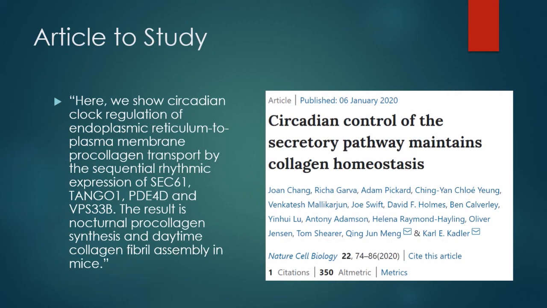So here's the study. Circadian control of the secretory pathway maintains collagen homeostasis. Here's from the abstract. Here we show circadian clock regulation of endoplasmic reticulum to plasma membrane pro-collagen transport by the sequential rhythmic expression of SEC61, Tango1, PDE4D, and VPS33B. The result is nocturnal pro-collagen synthesis and daytime collagen fibril assembly in mice. Okay, what happened to beauty sleep?